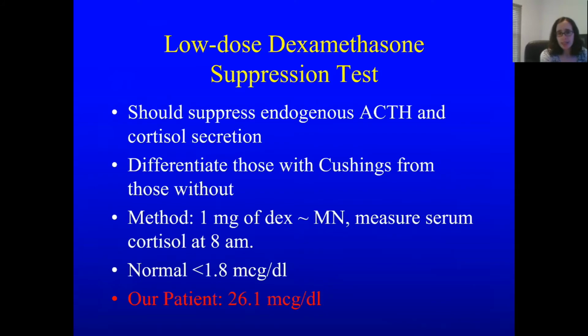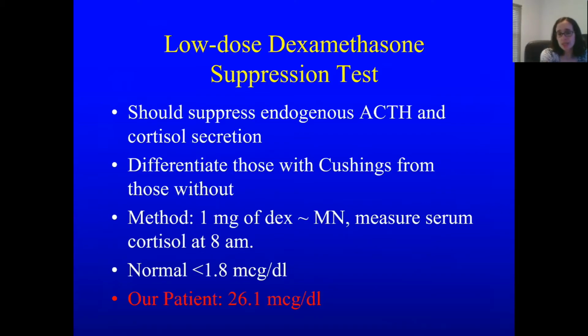The idea behind this is if you take a milligram of dexamethasone at around 11 p.m. or midnight, and you measure the serum cortisol at 8 a.m. the next morning. If I give someone dexamethasone, their adrenal glands should be like, oh, cool, I have my steroid for the day, so I'm just gonna chill and not do anything, right? So your own endogenous cortisol after you get dexamethasone should be quite low. That's my long-winded way of saying it should suppress endogenous ACTH and cortisol secretion to help you differentiate.